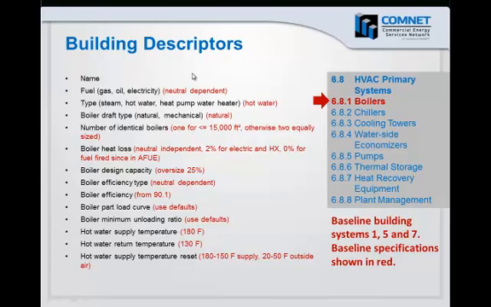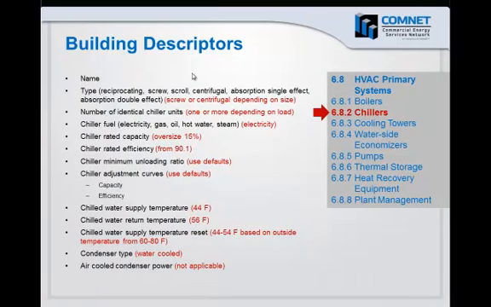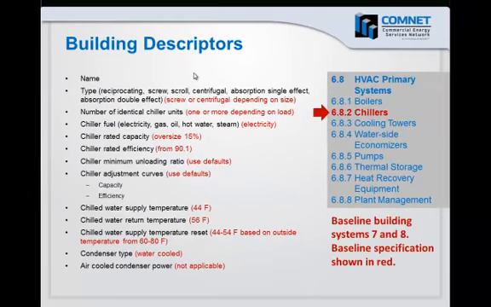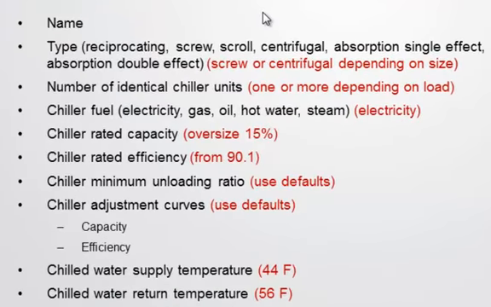Okay, moving on to chillers. The building descriptors include name, type, the number, the fuel type, etc. Baseline systems 7 and 8 have chillers, and the specification for the baseline I've shown in red. The type of chillers depends on the load. For smaller systems, it's a screw chiller. For larger systems, the baseline is a centrifugal. And the number of chillers also depends on load.